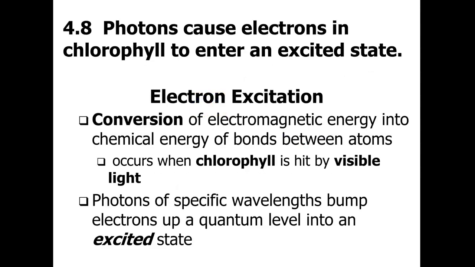Photons can cause electrons in chlorophyll to enter an excited state. So with electron excitation, the conversion of electromagnetic energy into chemical energy of bonds between atoms is going to occur when chlorophyll is hit by visible light, or light coming, let's say, from the sun. Photons of specific wavelengths are going to bump the electrons up a quantum level into an excited state.